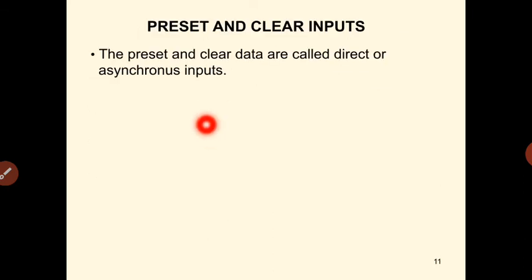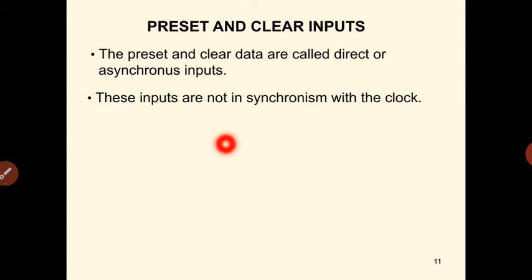So the preset and clear inputs are called direct or asynchronous inputs. Asynchronous inputs' other name is direct inputs, and the examples of direct or asynchronous inputs are preset and clear. It is more or less equal to set and reset only. Set is nothing but preset, reset is nothing but clear: clearing the output of the flip-flop or setting the output of the flip-flop. That is the meaning of preset and clear.